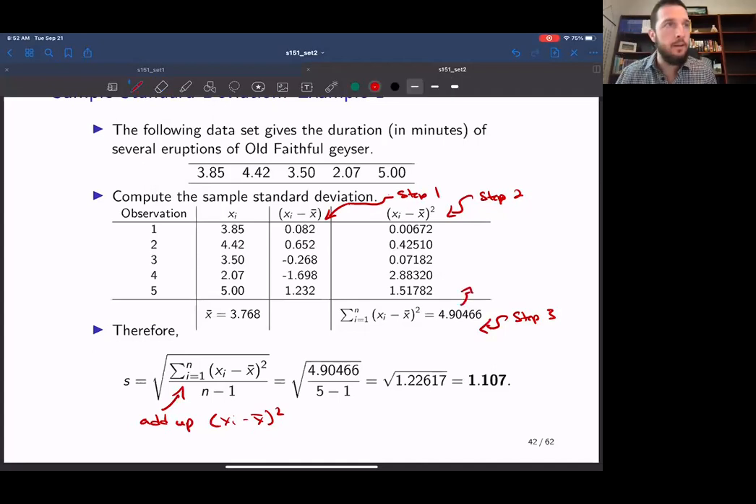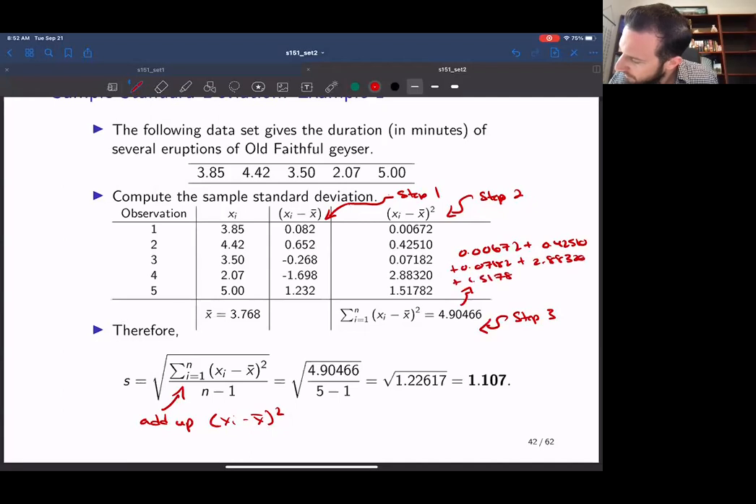Okay, so the question is, you added all the values and squared them, and that's 4.90466? No, I squared all of the values and then added them. So I just did a slightly different order. I squared the values first, and then I added them together. So this would be 0.00672 plus the rest. Does that make sense? So square and then add.